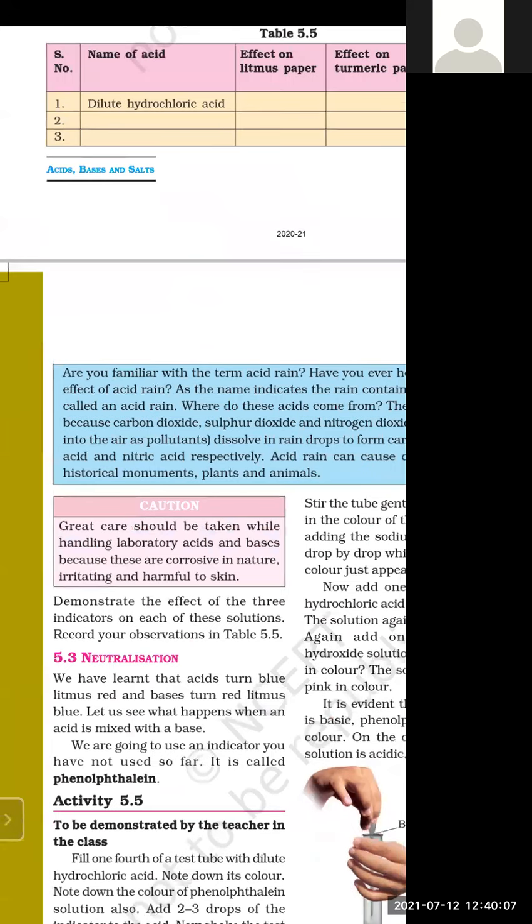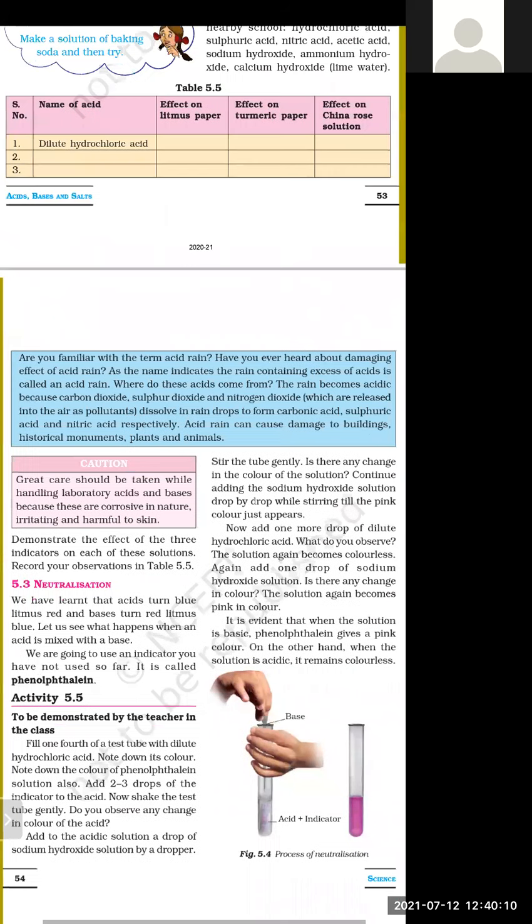So now the blue box is there. Are you familiar with the term acid rain? What is acid rain? Have you ever heard about the damaging effect of acid rain? In our environment, there are some harmful gases like sulfur dioxide, nitrogen dioxide, carbon dioxide. These gases are acidic in nature, and when they get mixed with rainwater, they form acid rain. If sulfur dioxide mixes with rainwater, it will form sulfuric acid.